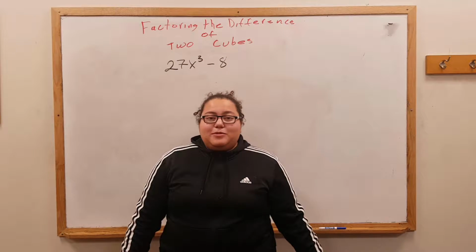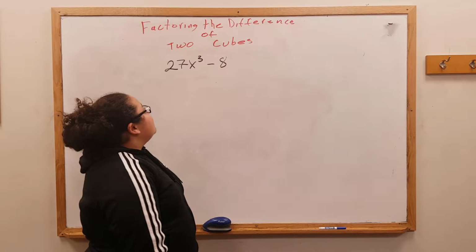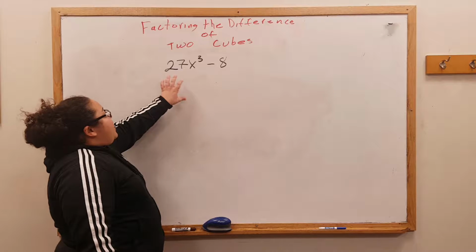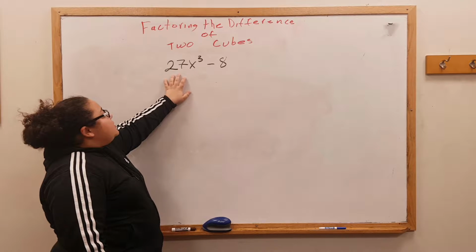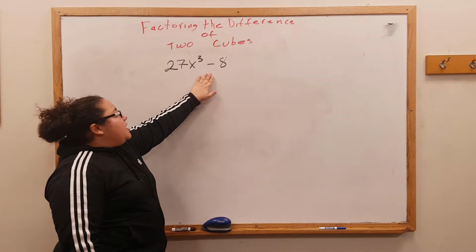Welcome, Chia. Today we'll be doing factoring the difference of two cubes. And over here I have an example of 27x cubed minus 8.